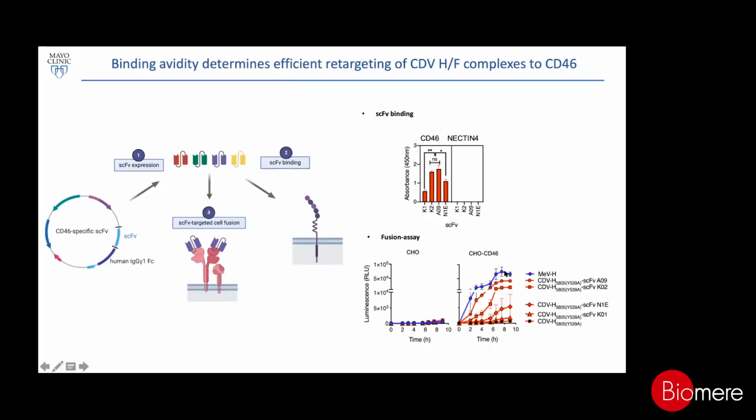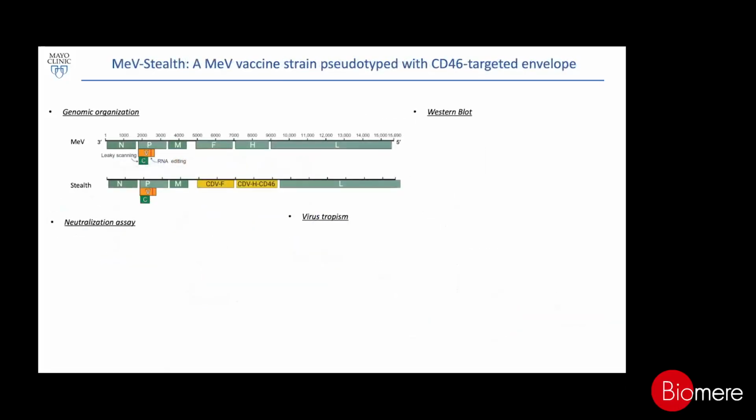So we chose this CDV-H scFv AO9 together with the CDV-F protein to replace the homologous envelope glycoproteins of the measles virus present in the Moraten vaccine backbone, generating a virus that we call stealth.